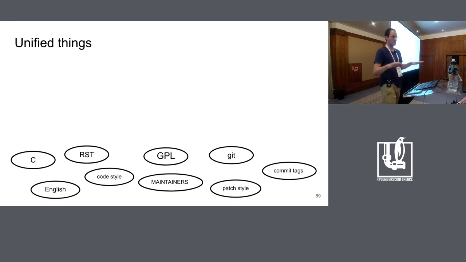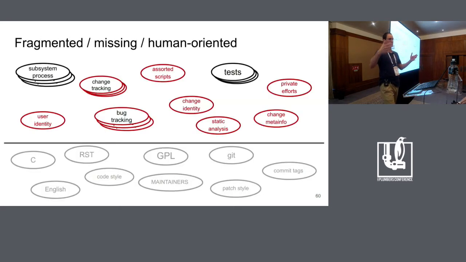So those things provide a quite basic level of services, but the problem is that on top of this we have complete anarchy, we have fragmentation, we have missed things, we have human-only things, and so on. So I think we're long overdue for having more unification at the higher levels.